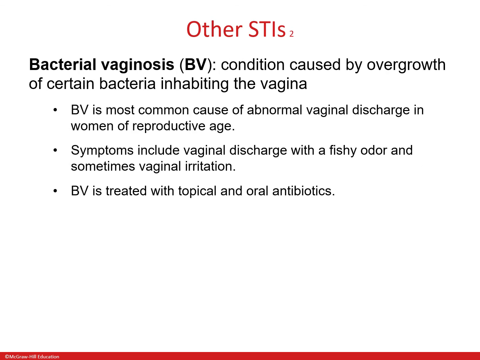Bacterial vaginosis is the most common cause of abnormal vaginal discharge in women of reproductive age. It occurs when healthy bacteria that normally inhabit the vagina become displaced by unhealthy species. It is clearly associated with sexual activity and often occurs after a change in partners. Symptoms may include vaginal discharge with a fishy odor and sometimes vaginal irritation. It's treated with topical and oral antibiotics.